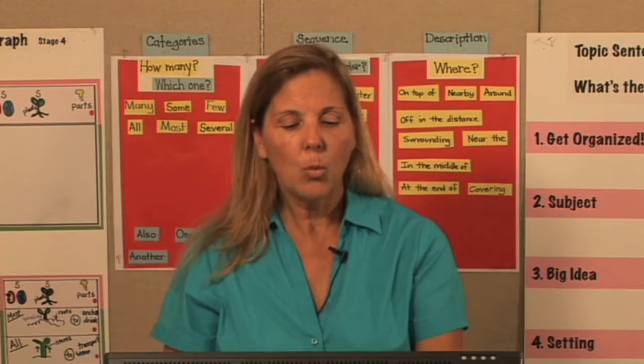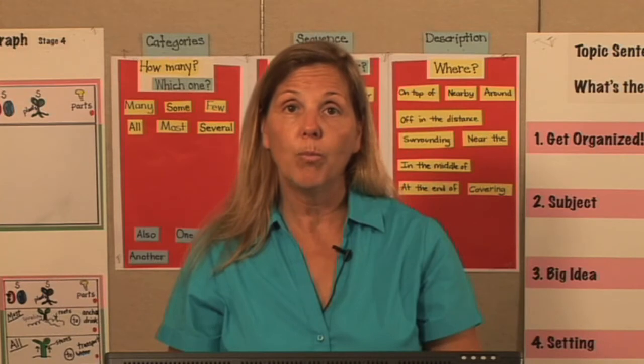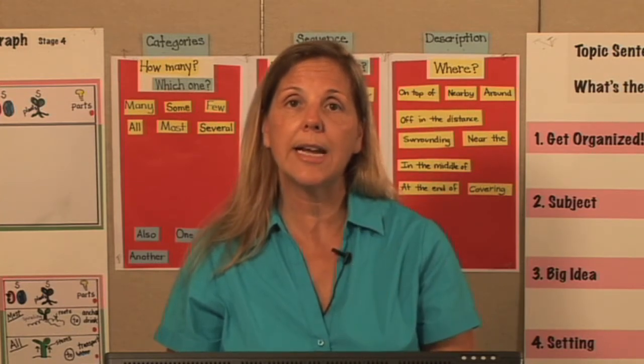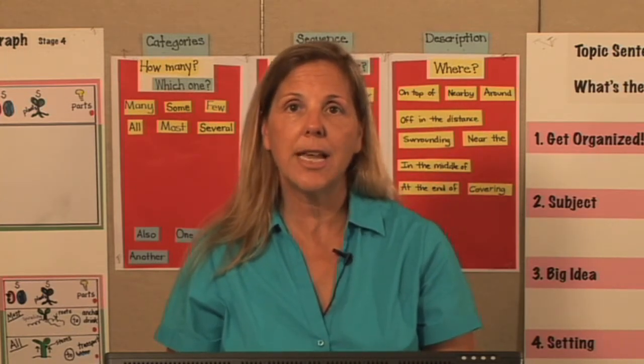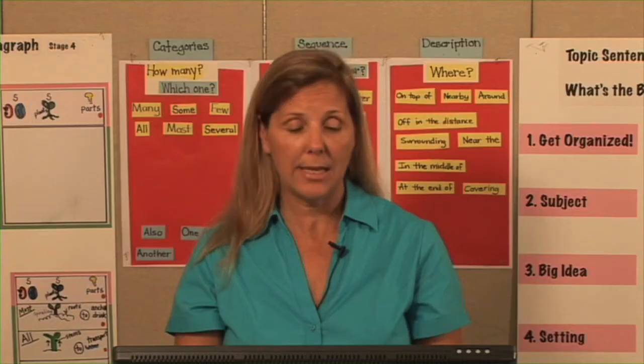Now, that's when we're writing the detail, but today in stage 4, we also want to see if we can expand on these sentences. So if we want to expand a detail, maybe we were writing about one kind of weathering, so what are we going to be writing about? One kind of weathering. And then if I want to expand, I'm going to either tell more about that kind of weathering, explain why, or tell how. We decided how was what we wanted to do to expand that sentence.